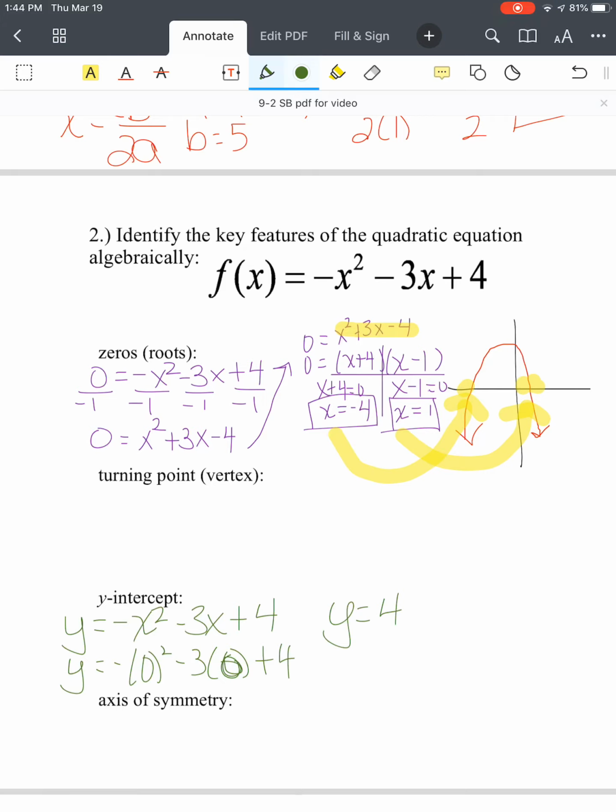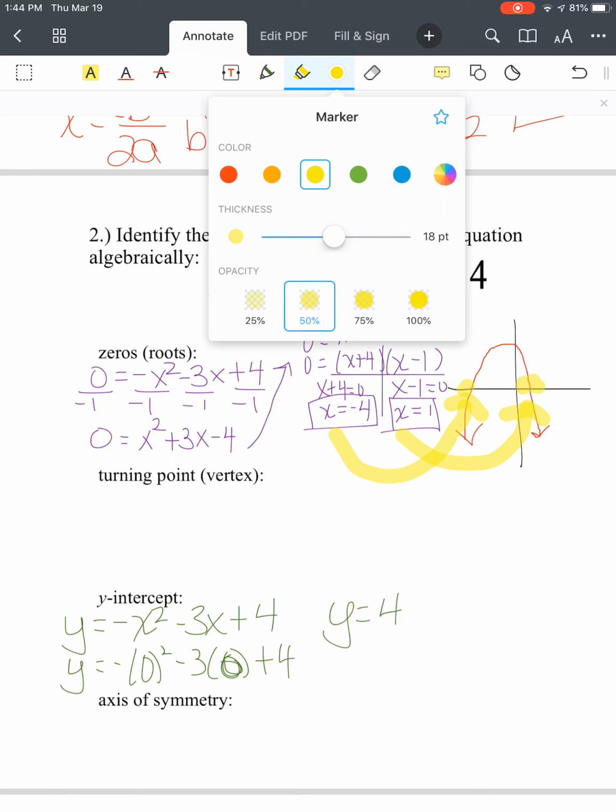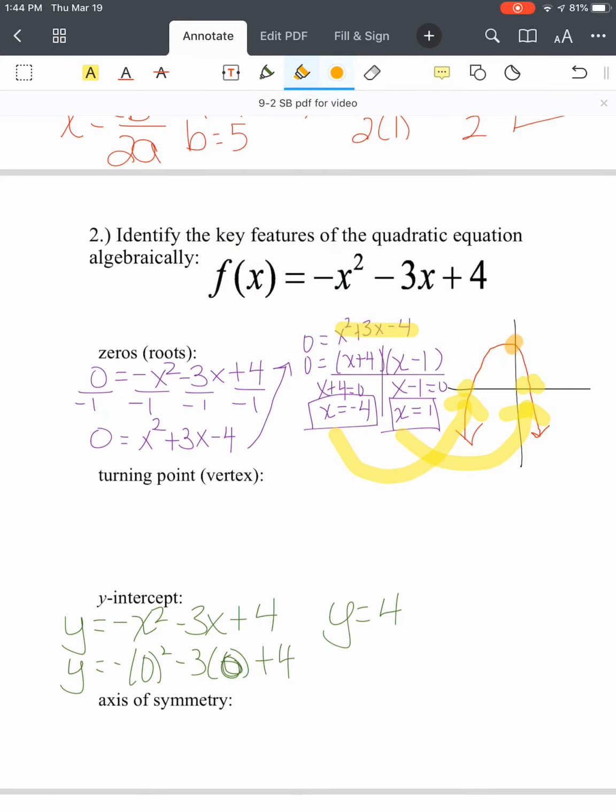Go back to your calculator. Hopefully it's still on. You still have that parabola graphed. And yeah, I can see on my screen that it crosses through the y-axis at 4. That would be, if you look at my little sketch, right there.